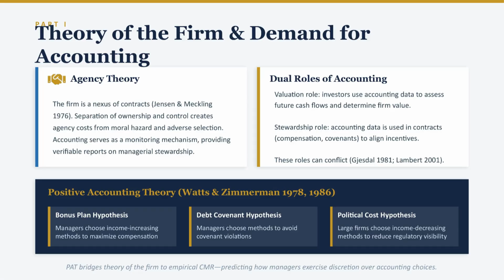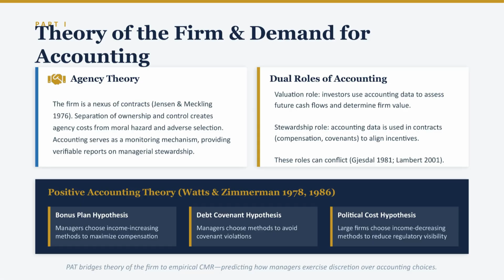Accounting information serves as a monitoring mechanism that reduces these agency costs by providing verifiable, periodic reports on managerial stewardship of firm resources. The demand for audited financial statements, mandatory disclosure requirements, and debt covenants tied to accounting numbers all stem from this contractual perspective.